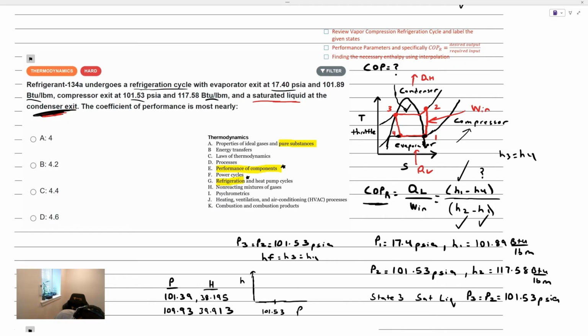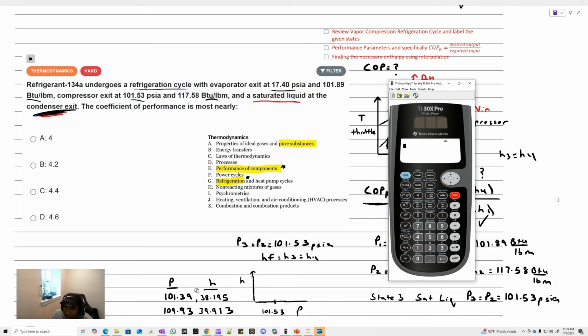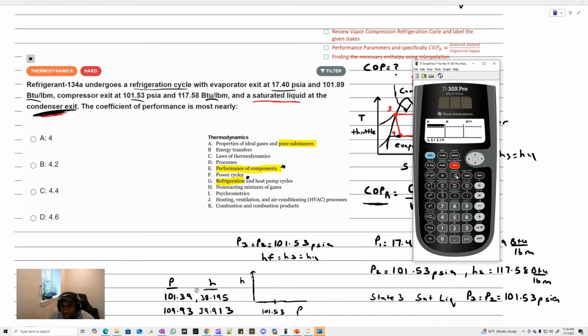Okay, so given a pressure value of 101.53, we want to be able to find our enthalpy, which we can easily do on the calculator. I'm going to show you guys how to do that right now. Let's click on data, and we're going to input our list data here, which is 101.39. This is essentially going to be our X values here, 109.93. Okay, so we have our X values and we need the Y values, or the enthalpies associated with that. 38.195, and then 39.913. All right, so we have all our data.